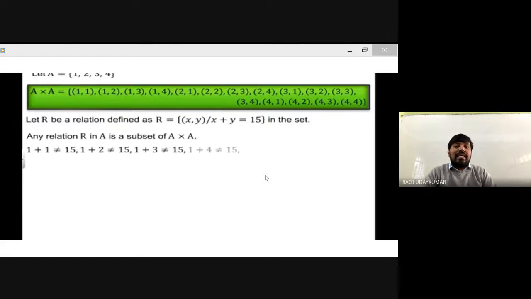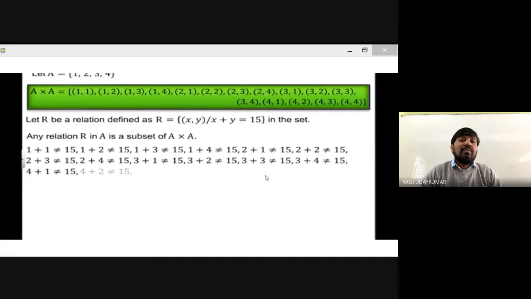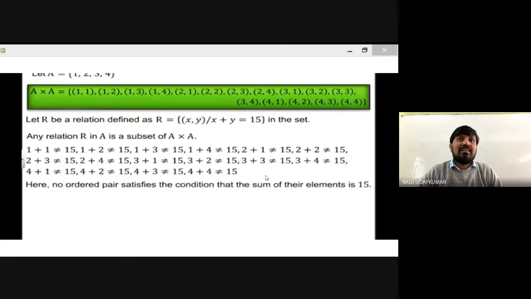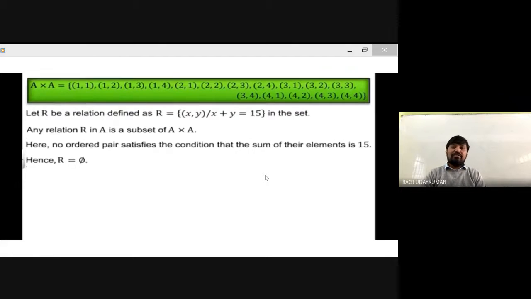So for any relation R, a subset of A cross A, if you add any two elements of A, will you get 15? No chance. So there are no ordered pairs of that type present at all. That's why it is an empty set, and such a relation is called an empty relation. This is a type of relation.